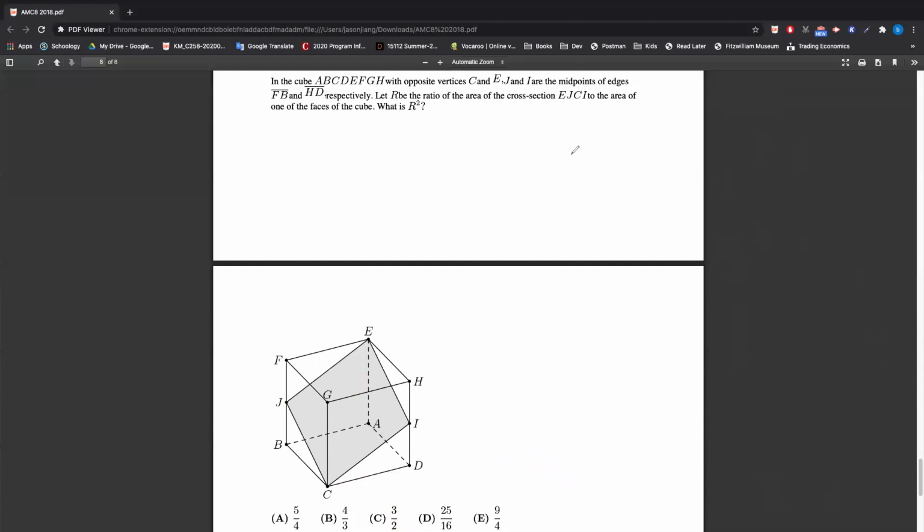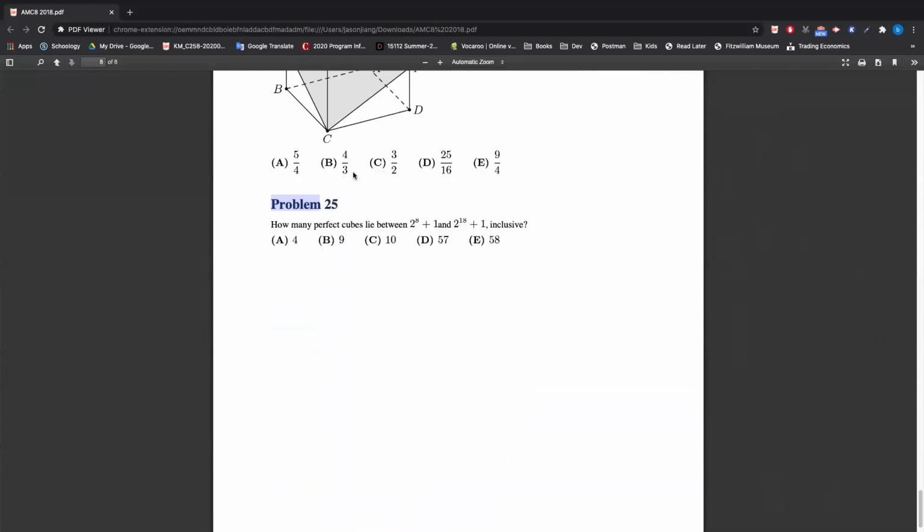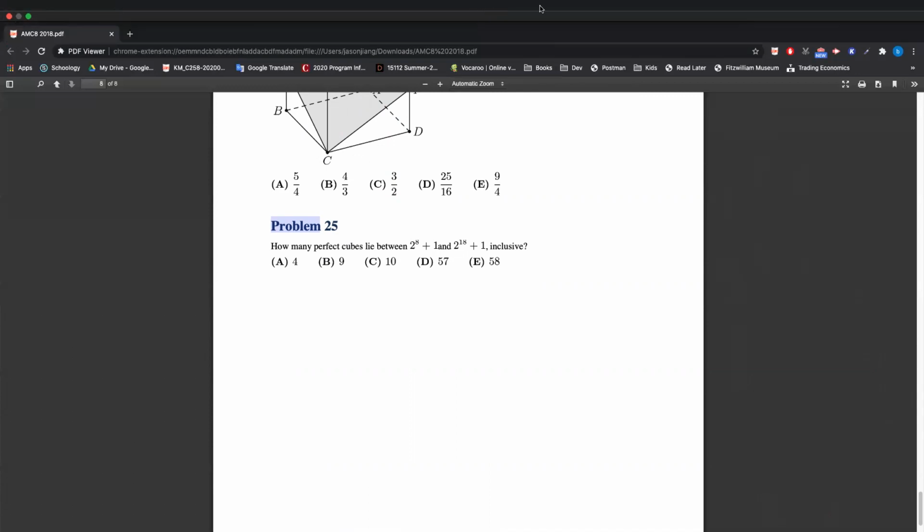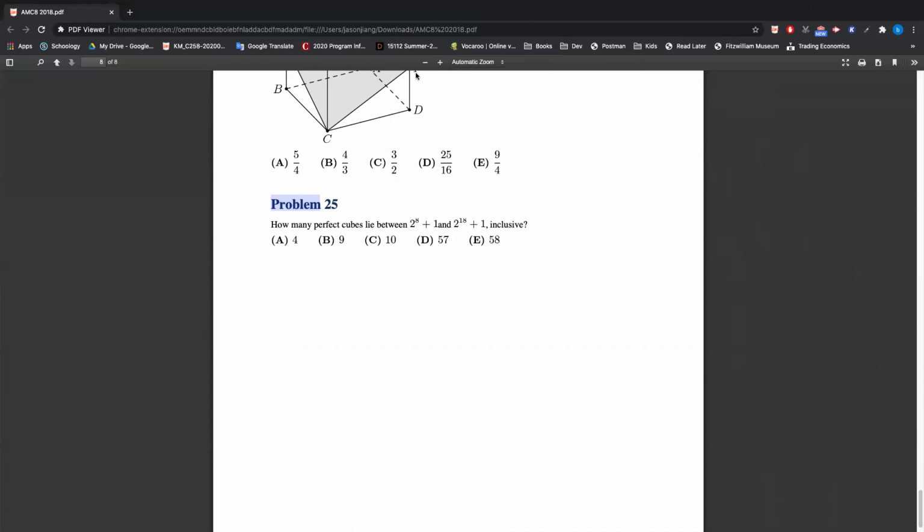Okay, on the last problem. How many perfect cubes lie between 2 to the 8th plus 1 and 2 to the 18th plus 1? Okay, so 2 to the 8th plus 1. Let's just calculate that since it's not too big. It's 256 plus 1.